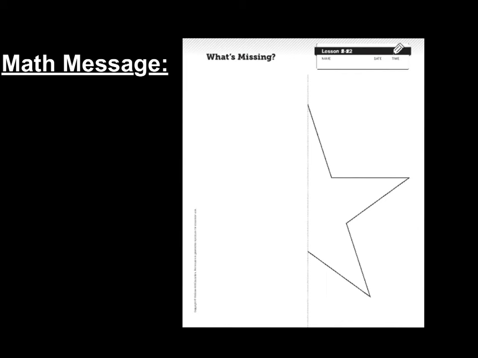Your math message today involves taking a look at this picture and trying to figure out what's missing. How could I finish the picture, and what does this have to do with our lesson? So if you take a look at that, it looks like half of what? Hopefully you're thinking a star, and what are some things that we could do to try to figure out how to complete the other side?